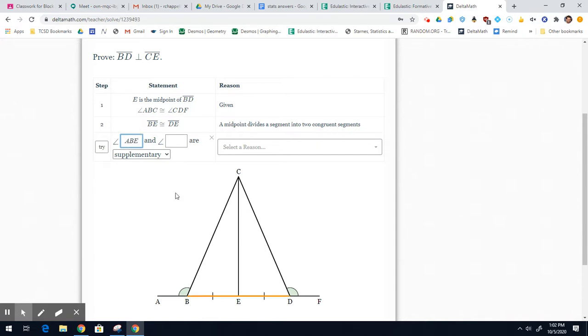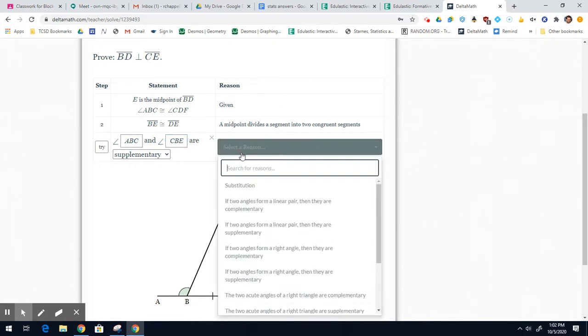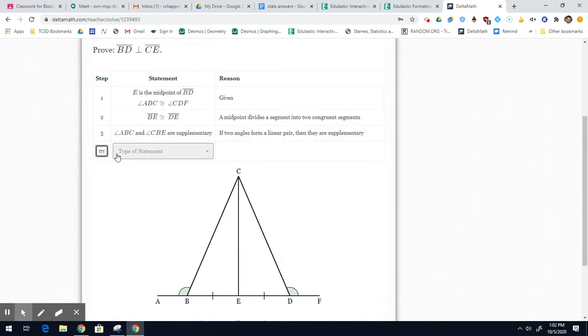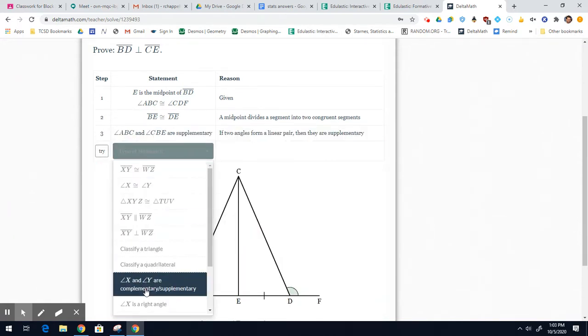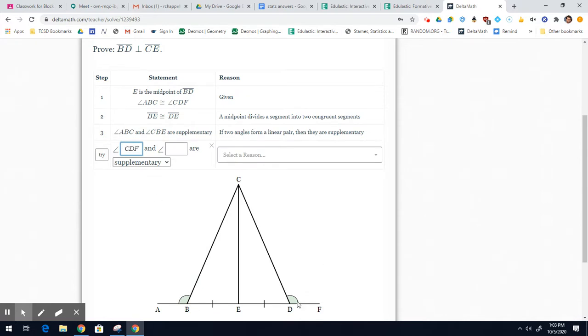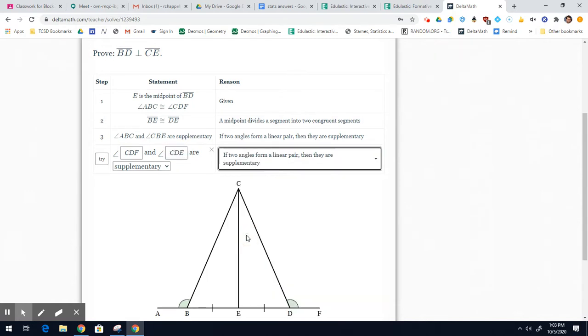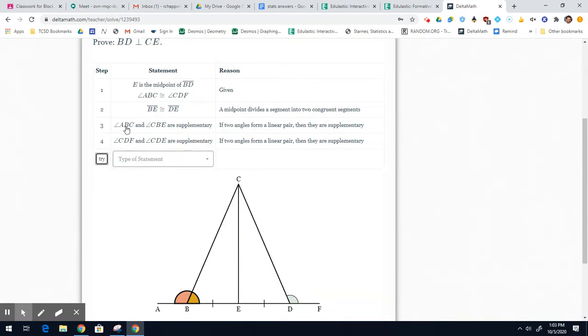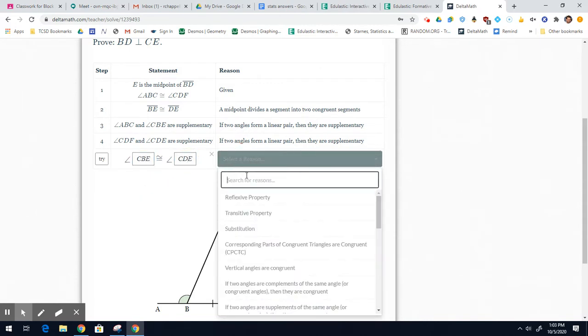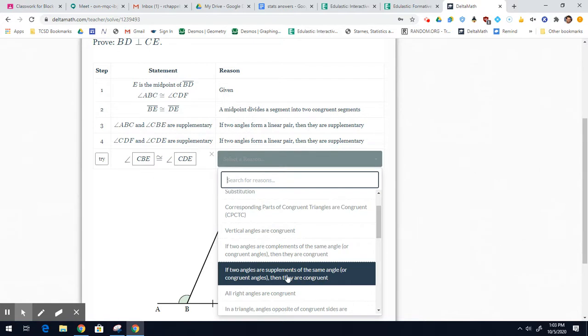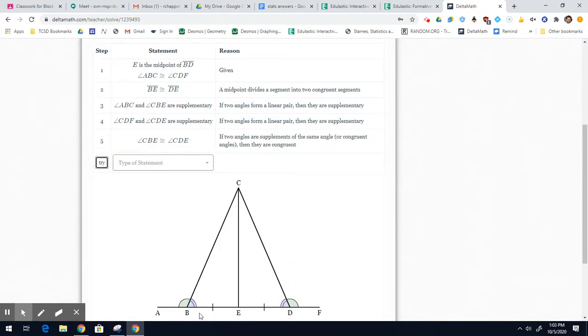Angle ABC and angle CBE are supplementary because linear pairs are supplementary. Angle CDF on the other side and CDE are also supplementary, again, linear pairs. So then because ABC and CDF are congruent, that means that CBE and CDE will also be congruent. And this is the idea of supplements of the same: if two angles are supplements of the same angle or congruent angles, then they are congruent. Awesome. And there we go.